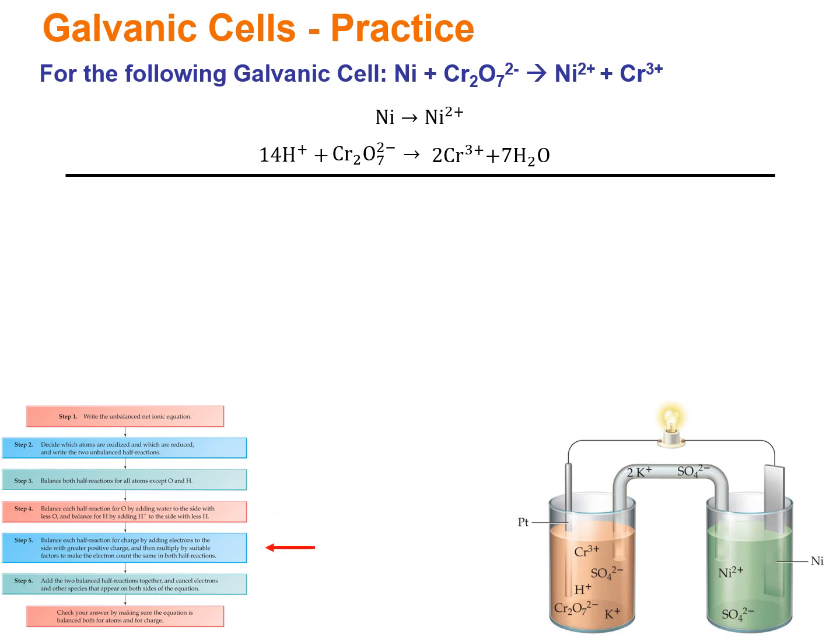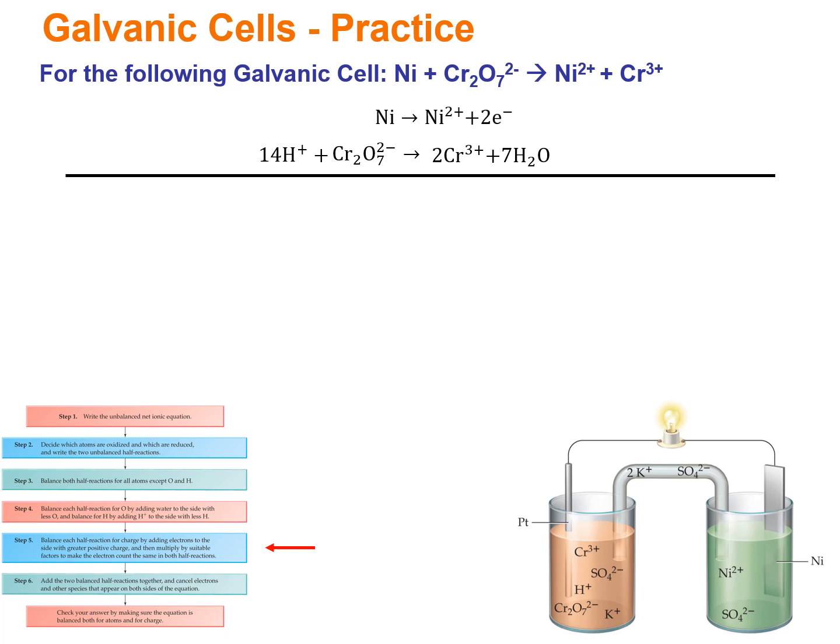So that moves us to the next part where we can balance each half reaction for charge. The nickel is neutral on the left hand side and it's got a 2 plus on the right hand side, so we need to add 2 electrons. And so if we added it to the left, we'd have a 2 minus on the left and a 2 plus on the right. That didn't work. If we add it to the right, though, we have a 2 plus and a 2 minus on the right. That's going to give us a neutral charge, which matches the charge on the reactant side.